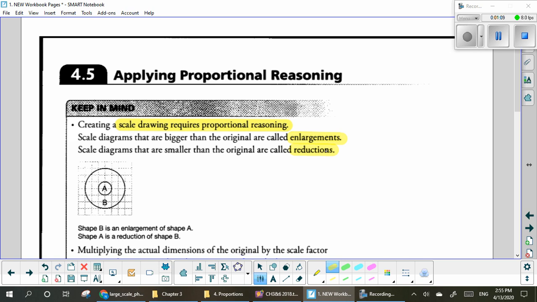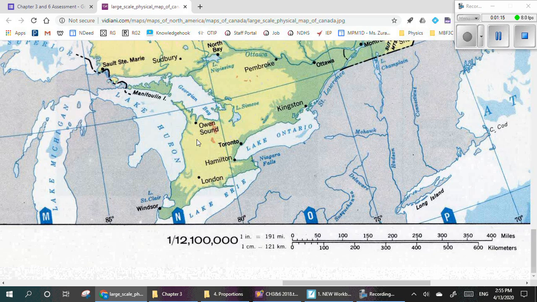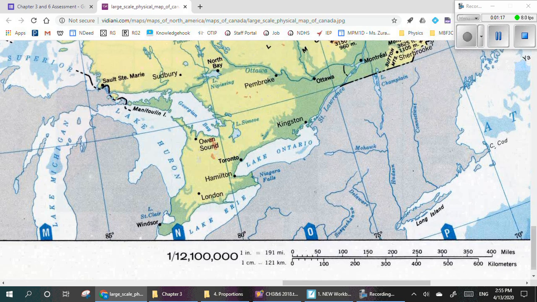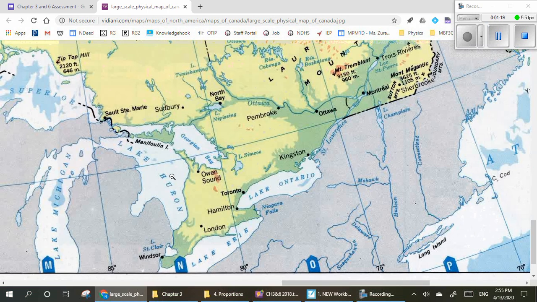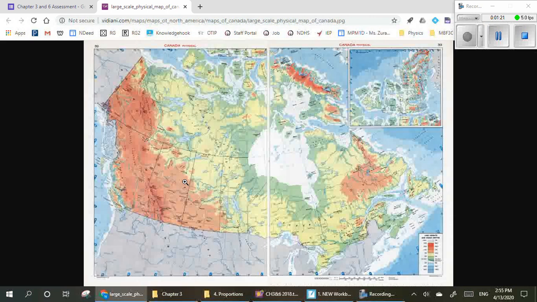If you took geography, you probably would have looked at some maps, and I went and found an example. So here's a map of Canada. I think I can zoom out there. Oh, yeah, there we go. So if you look at it, this is what a map usually looks like. And then on the map, usually there's some kind of a scale.